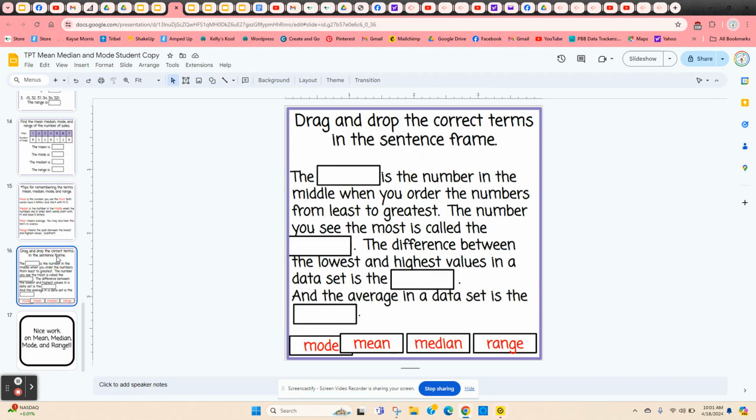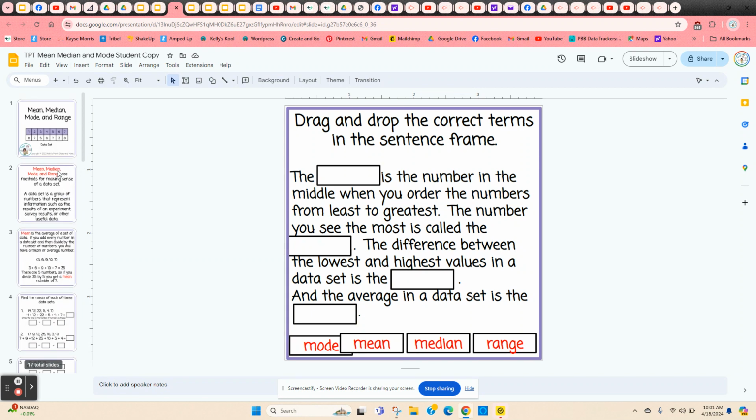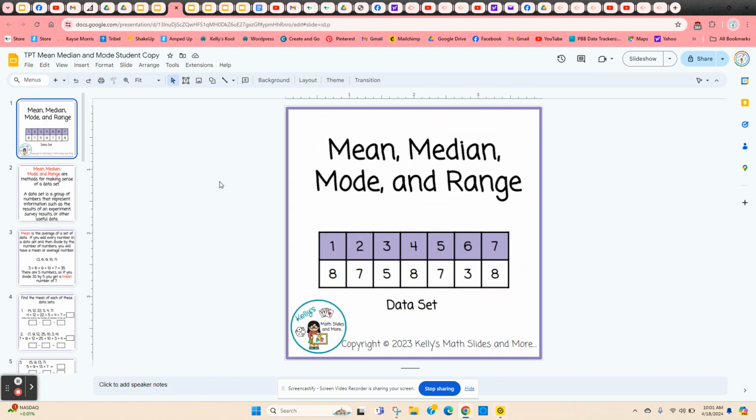So on slide 16, the very last slide here, students are going to be moving these terms into the correct place in the sentence frame. And that just reinforces for the students the meaning of each of these terms. So this is a digital lesson, mean, median, mode, and range.